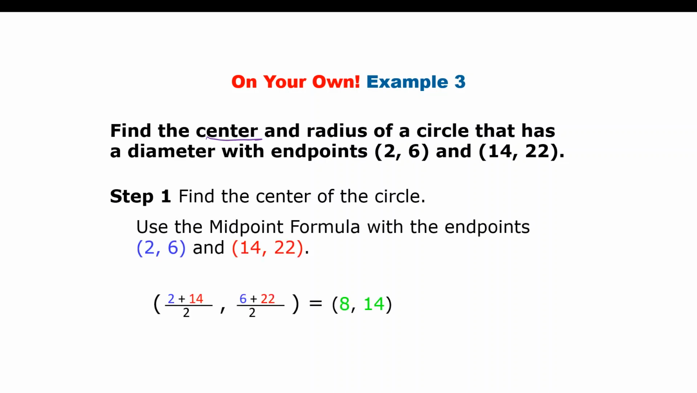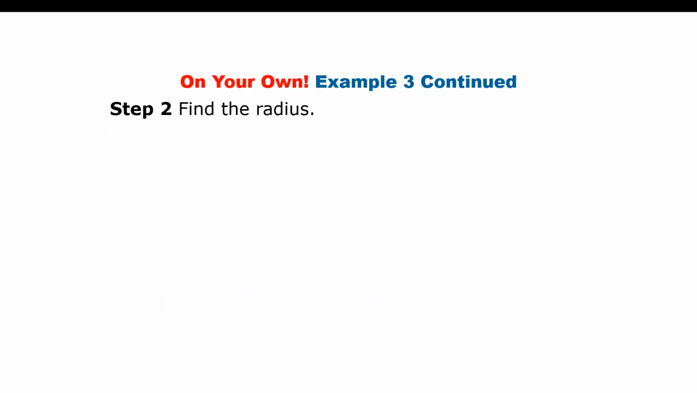And remember, the midpoint formula says take both of your x's and add them together and divide by 2. And your y's, add those together, divide by 2, and we end up with a center point of 8, 14. Step 2, we're going to need to find the radius, so we're going to use the distance formula.